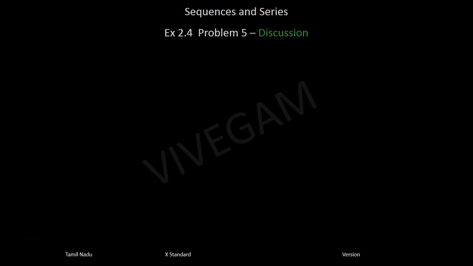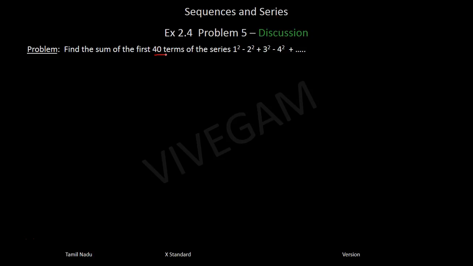Exercise 2.4, problem 5, discussion. Let's read the problem. Find the sum of the first 40 terms of the series 1 square minus 2 square plus 3 square minus 4 square. Up to 40 terms, they have given. So let's mark the given information.